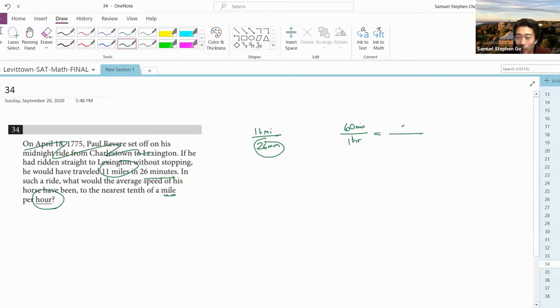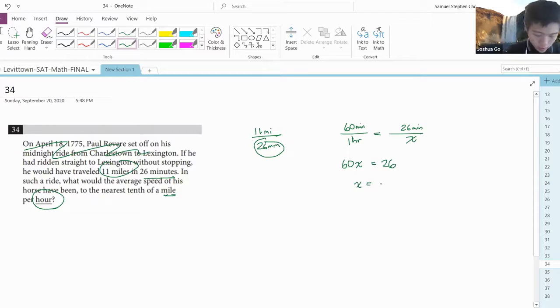And we have 26 minutes in X hours, right? We don't know what that is. So let's do that multiplication. Bro, if you don't mind doing that for me real quick. That's 60x equals 26. X equals? 26 divided by 60, yep, is 0.43. Quick sanity check.